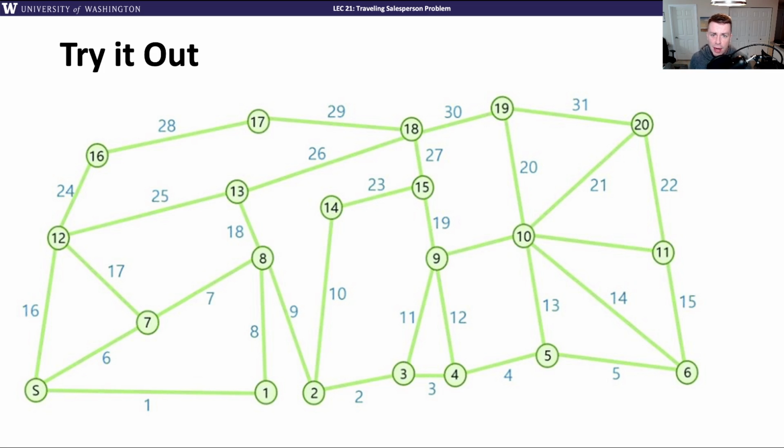Go ahead, try it out. Take a minute and pause this video. Here is a picture of a graph. I want you to try telling me what's the cycle or what's the path to visit all these vertices that has minimum weight. Go ahead and pause, try it out. I don't even have an answer for you. I did not spend the time trying to figure this out because it's really, really tough. It is not obvious at all how to do this problem.